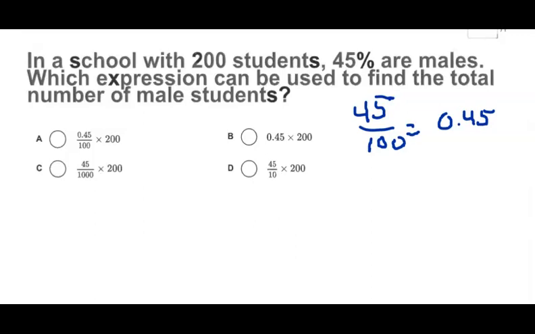And then again, we would take that times 200. So we have 0.45 over 100. No, it's not over 100. 45 over 1,000. Nope. 0.45 times 200. That's it. So we took the 45 over 100, went ahead and converted it already, and do the same thing that we did on the previous one, just multiply it by 200, and that should give us our answer. Okay, so 0.45 times 200 is the correct answer for that one. Okay, so these are pretty quick.